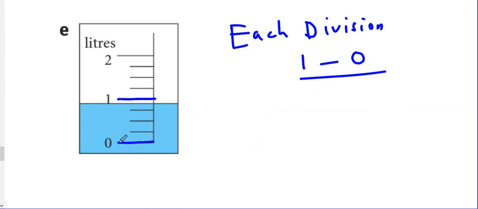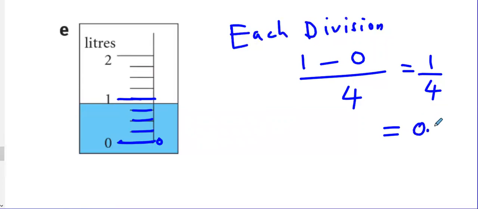How many lines are there? So this is counted as 0, 1, 2, 3, 4. So there are 4 lines. So 1 minus 0 is equal to 1 divided by 4. This 1 divided by 4 as a decimal will be 0.25. So that's all. Each line there is 0.25.